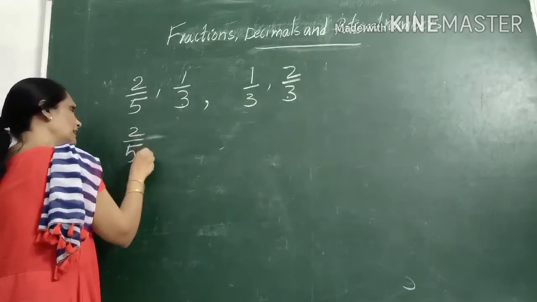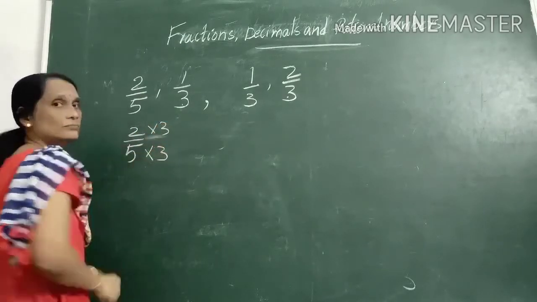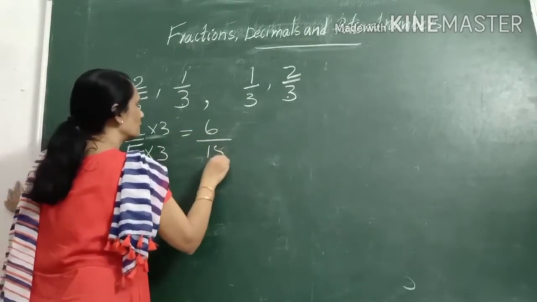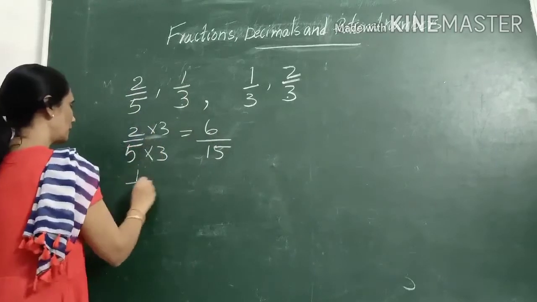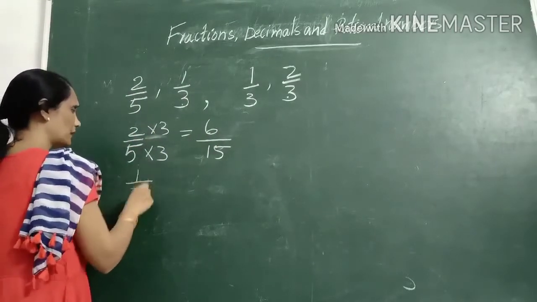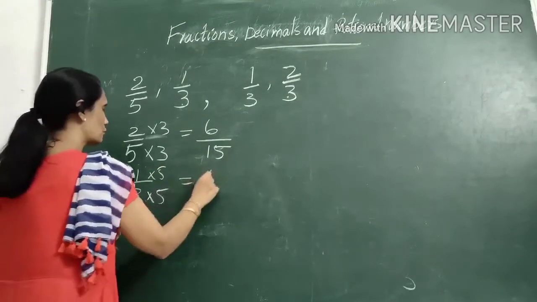So, to change 2 by 5, multiply numerator and denominator by 3. It will become 6 by 15, since 5 3s are 15. At the same time, 1 by 3: how can we change it? Multiply numerator and denominator by 5. So 5 by 15.